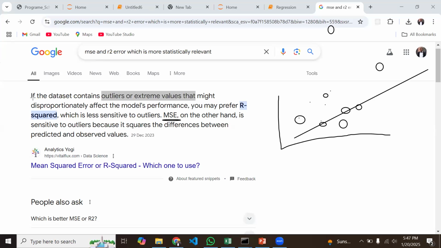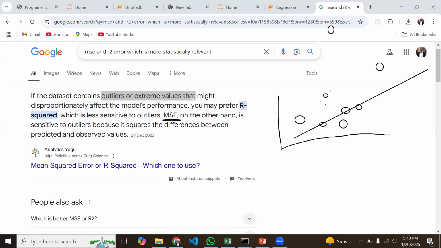So then, back to the point: if the dataset contains outliers or extreme values that might disproportionately affect the model's performance, you may prefer R squared, which is less sensitive to outliers, because clearly you can see that for the mean squared error, we are trying to calculate the variance between the actual and the predicted. Everything predicted will be on this line, and the actual is going to be plotted. But then it says the mean squared error, on the other hand, is sensitive to outliers because it squares the difference between the predicted and the actual value. That's what I just explained. It squares the difference, or the variance, between the predicted and the actual value.